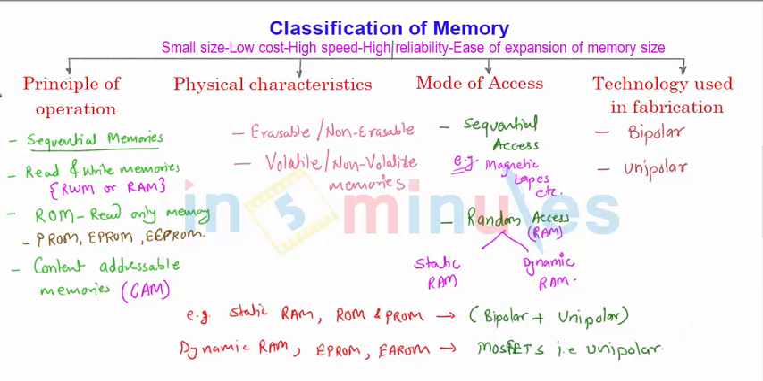So here are some properties of those: small size, low cost, high speed, high reliability, and ease of expansion of memory size. So you can easily expand the memory size with the help of this process, and depending upon your application, you can select any of the memories available with the semiconductors in digital circuits.